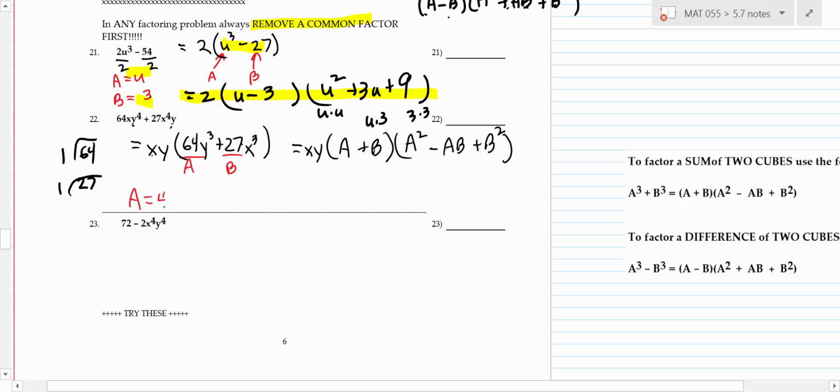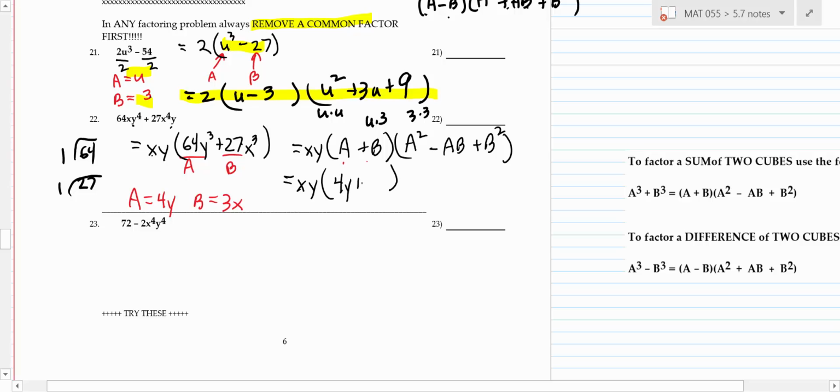So A is 4y. B is 3x. You know you're right because you multiply it out 3 times. That's what you get. Okay. Now, let's see if we can kind of put this all together now. So we have xy. The first parenthesis, you're just doing A plus B. So that means that's going to be 4y for A.